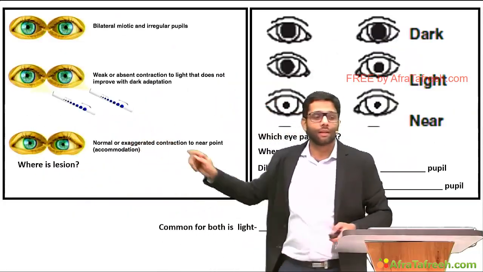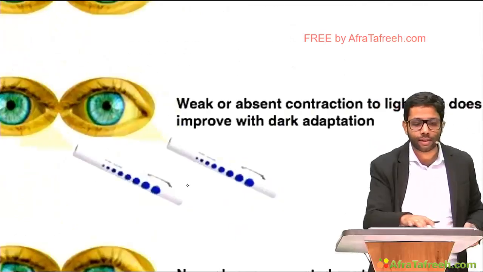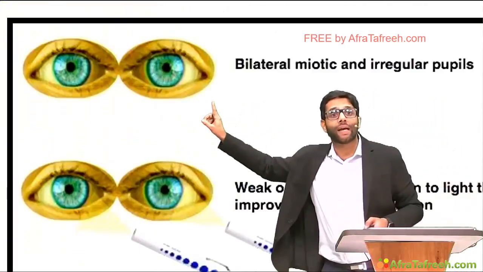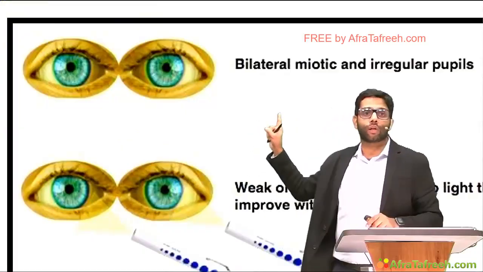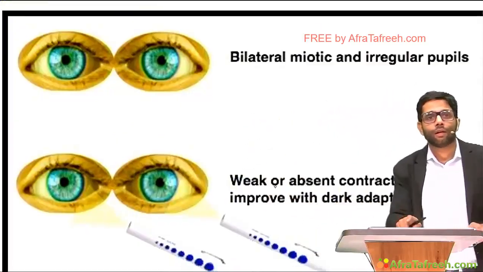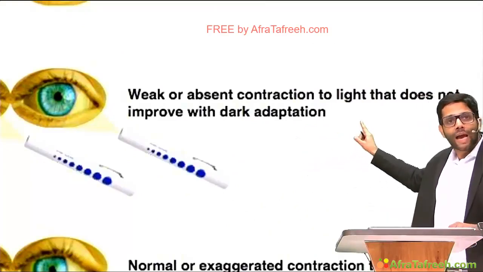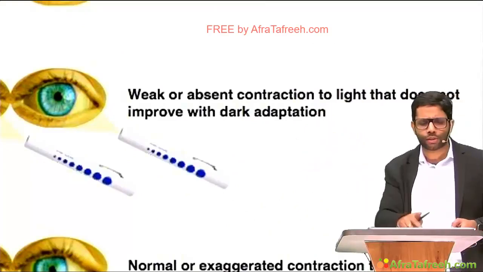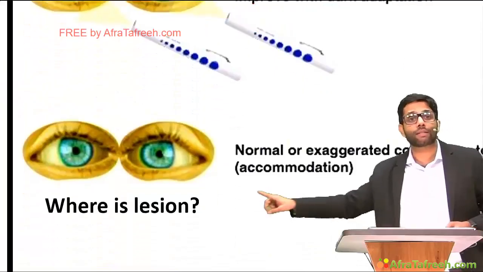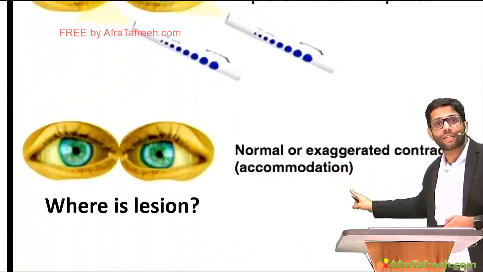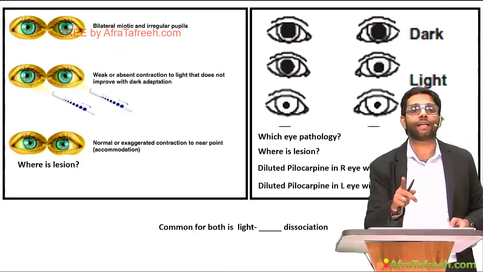So see this very carefully now. Is there any anisocoria? No. Bilateral, same size, but miotic irregular pupil. What happens? Weak or absent constriction to light. In light, you put the light, the pupil is not constricting, but it is constricting with near, normal or exaggerated with near. This is known as light near dissociation.